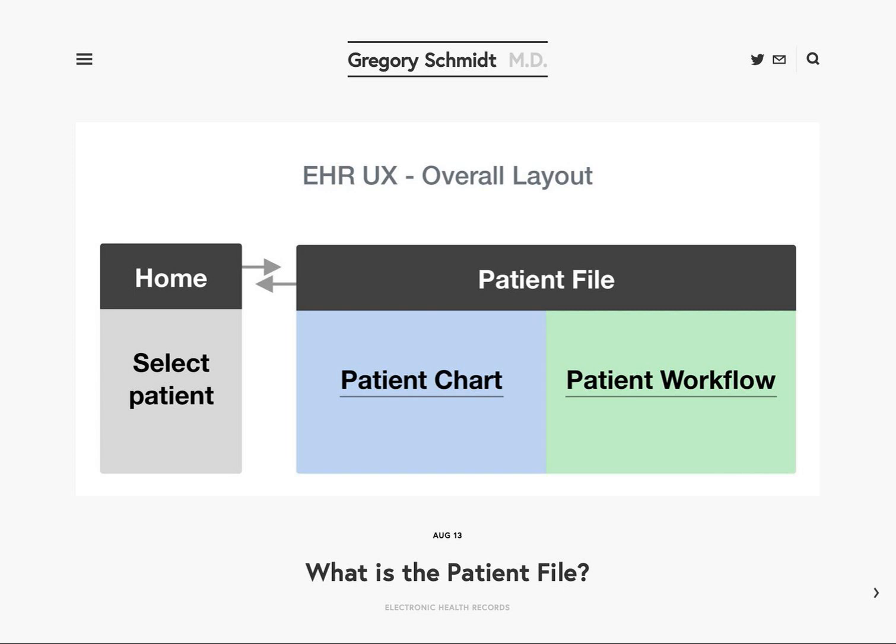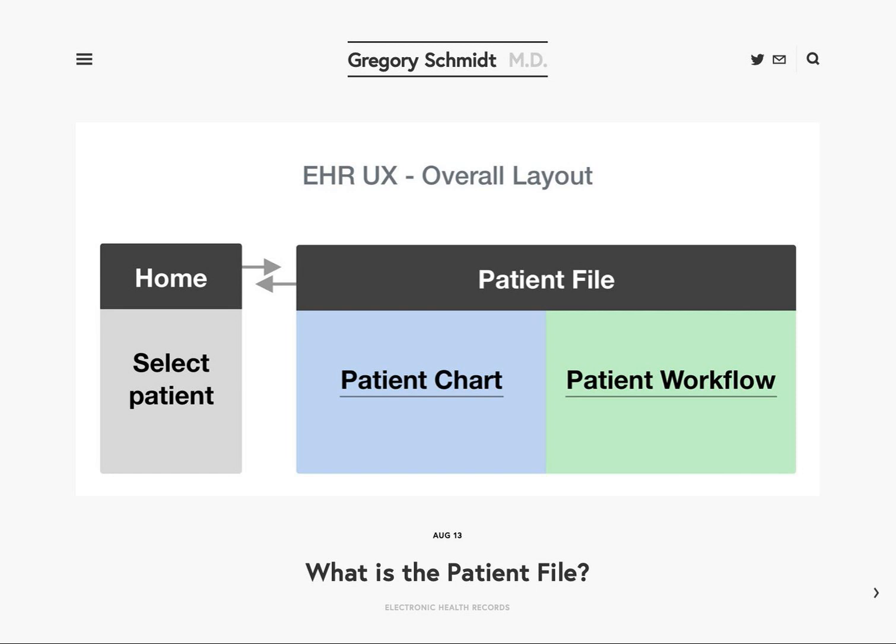The earlier simple EHR design post suggests that a basic electronic health record needs at minimum a home screen where you select the patient of interest and a patient file where the actual patient information is displayed and captured. This post will discuss the patient file in more detail.